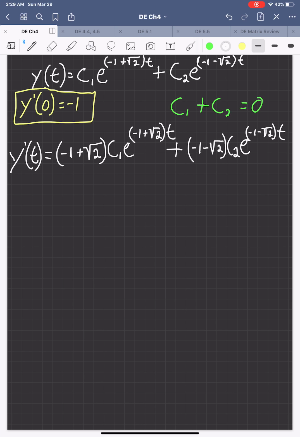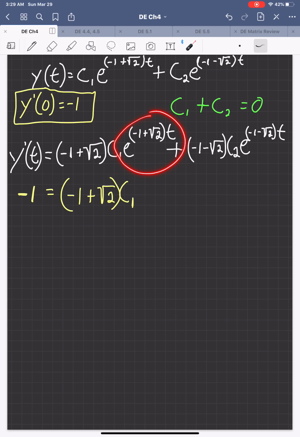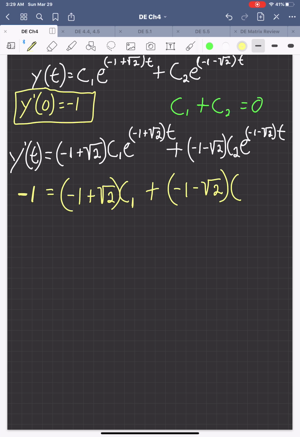So in this case, I'm going to have -1 is equal to -1 plus the square root of 2 c sub 1. I do hope that you're with me on how all of that became 1. If you plug a 0 in for t, that would be e to the power of 0, which is just 1. Plus -1 minus the square root of 2, c sub 2.